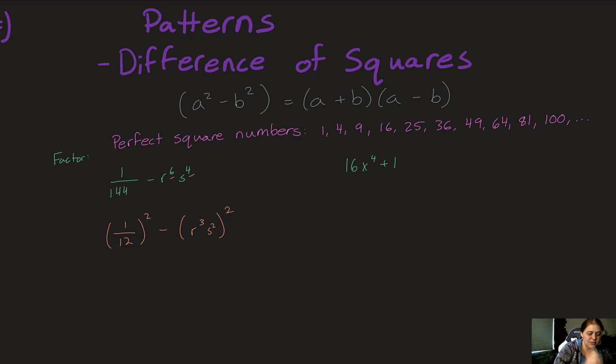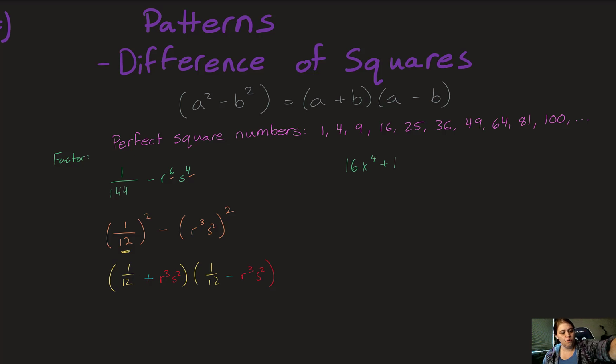All right, so now I have something squared minus something else squared. Now I can put up my little pattern for my difference of squares. Sorry, we're going to get to perfect square trinomial later. So we put the first thing, 1 over 12, 1 over 12. We put the second thing, so that's r cubed s squared, r cubed s squared, and for one of them we add, and for the other one we subtract, and that's it. That's how we do a difference of squares.